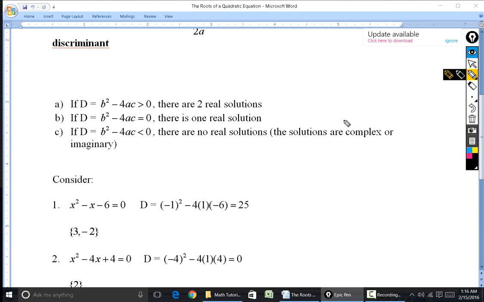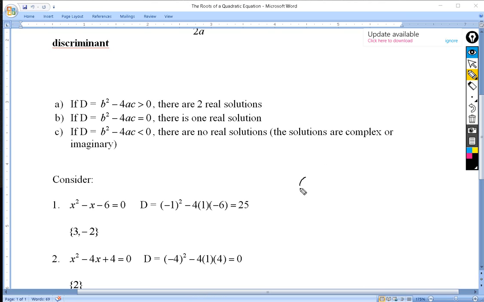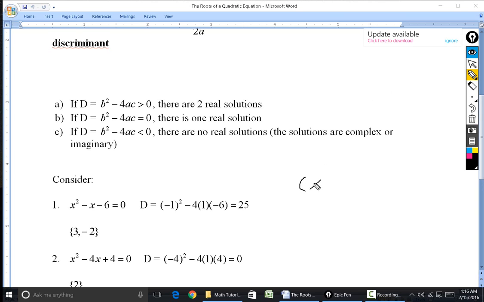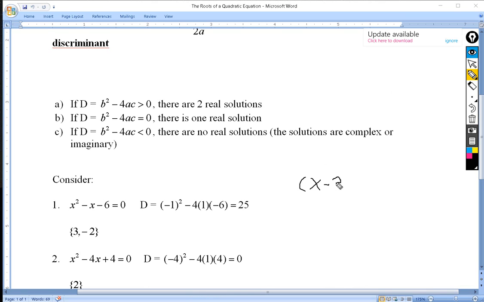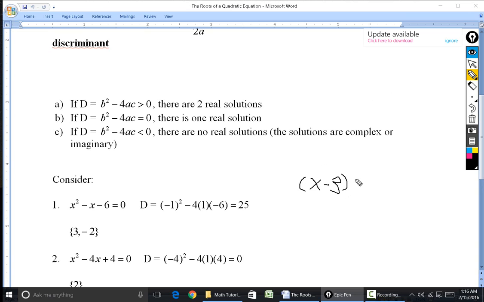But the first method you want to use, because it's the easiest one, is if the equation factors. So notice the left side factors into x minus 3 and x plus 2.